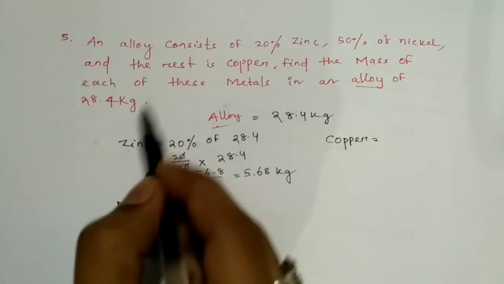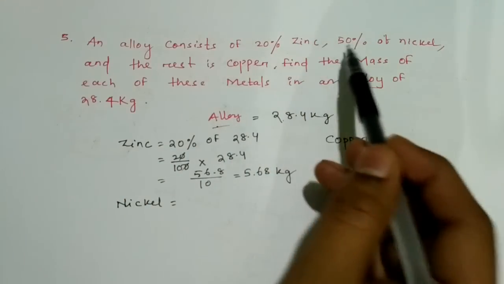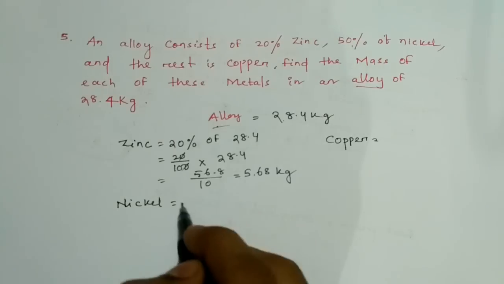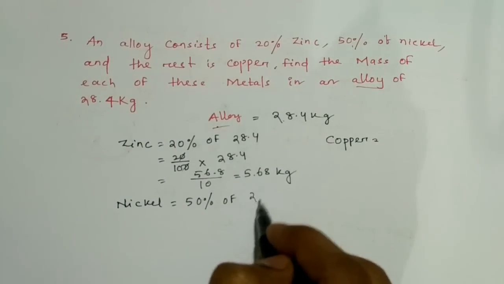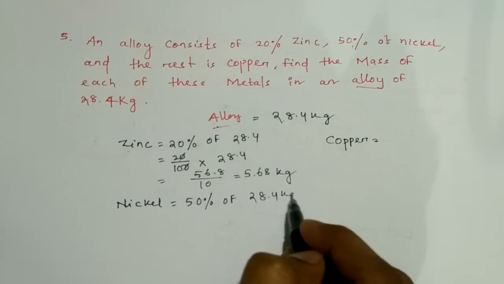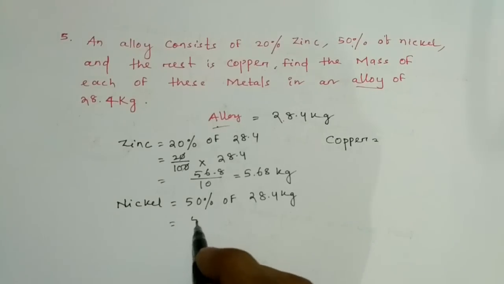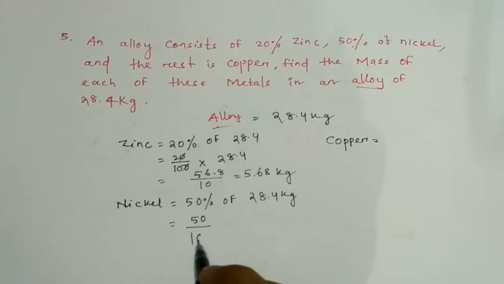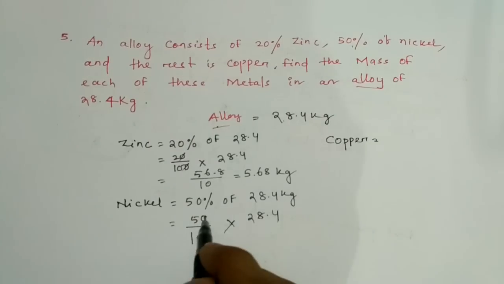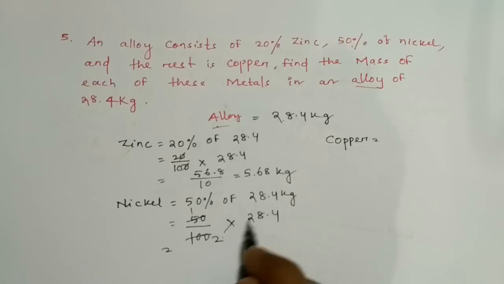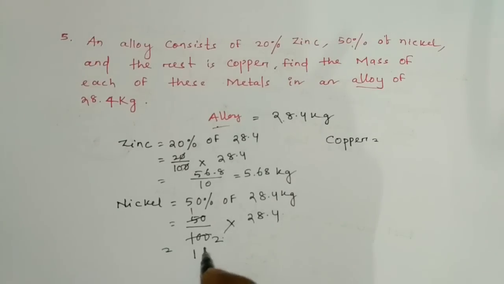Next, it consists of 50% of nickel. So 50% of the total alloy, that is 28.4 kg. So 50% means 50 divided by 100 into 28.4 kg. 50 ones are 50, 50 twos are 100. So 28.4 divided by 2 is 14.20 kg.